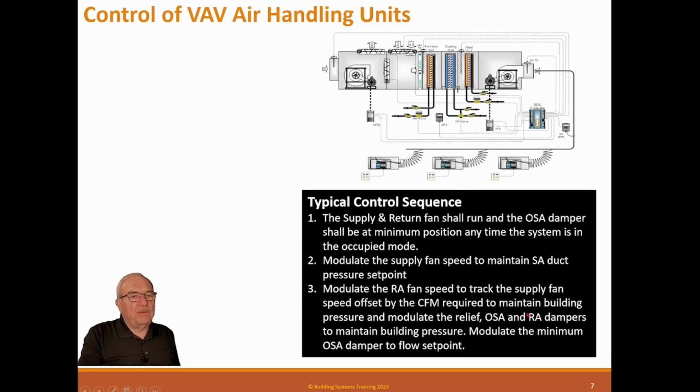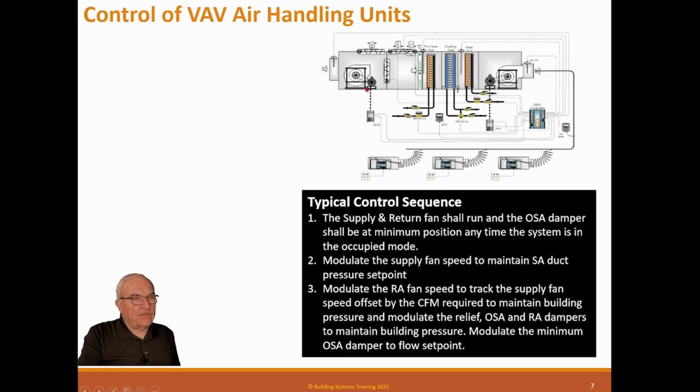So the CFM required to maintain building pressure and modulate the relief outside air dampers to maintain building pressure. Okay, so in this job, we have a building pressure sensor. As the building pressure changes, this one can actually start offsetting by more or less outside air and relief air, or if it needs to, it can speed up and slow down the fan. So we will maintain building pressure because we have a sensor here.